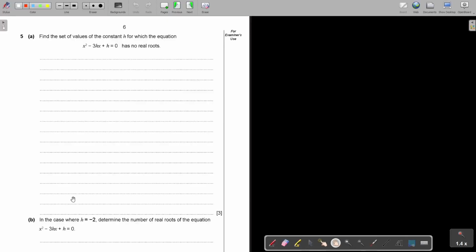Question number 5. Find the set of values of the constant h for which the equation x squared minus 3x plus h has no real roots. Okay, now what is this? This is determining the nature of roots. And where will you find it in the y equals mx plus c mathematics textbook? You will find it on page 17, you can look at example 17. That's going to help you.